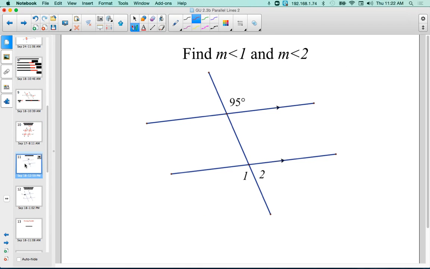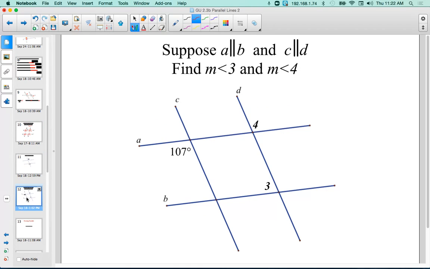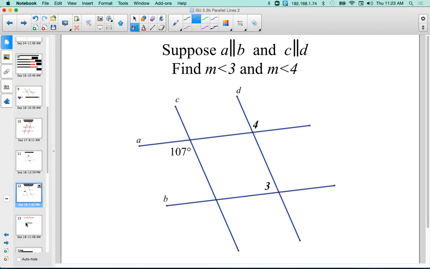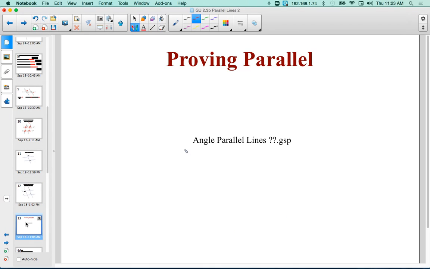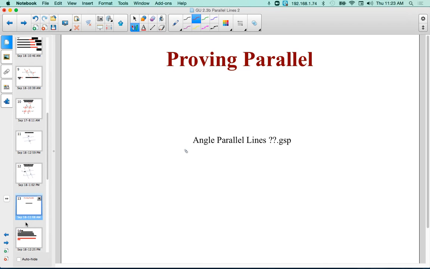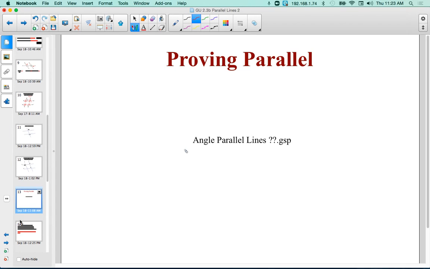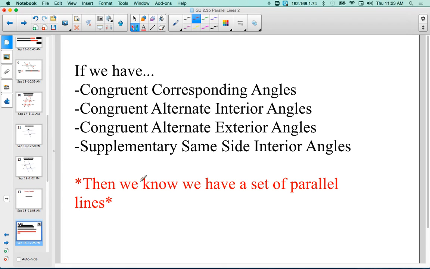All right, I am not going to do this one, and I'm also going to skip over this one. But we're going to get into proving lines parallel. And the way that we can prove lines parallel is by finding a value that will make the statement true, or by making the theorem true. If we have congruent corresponding angles, congruent alternate interior angles, congruent alternate exterior angles, or supplementary same side interior angles, then we know we'd have parallel lines.